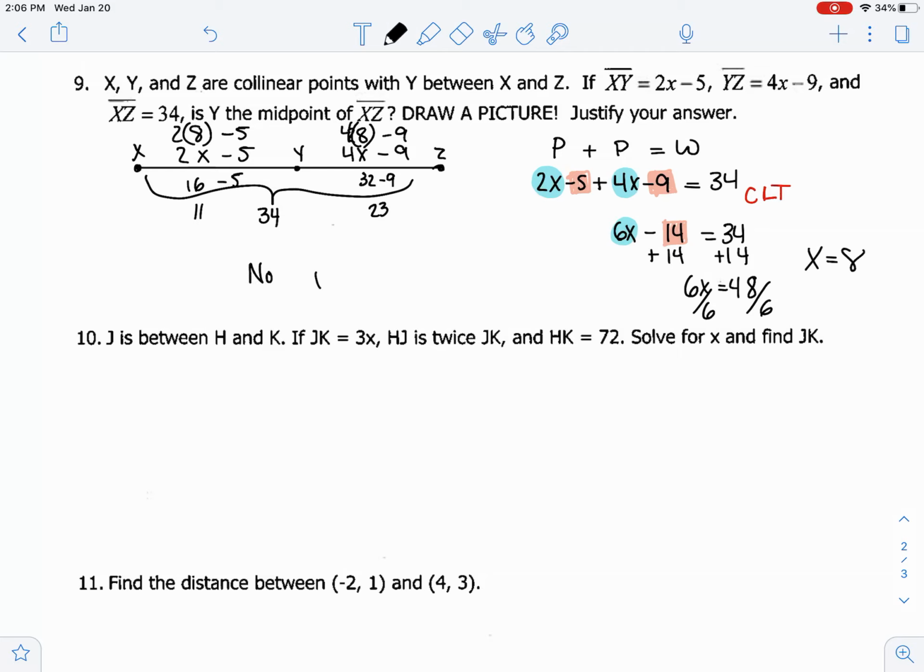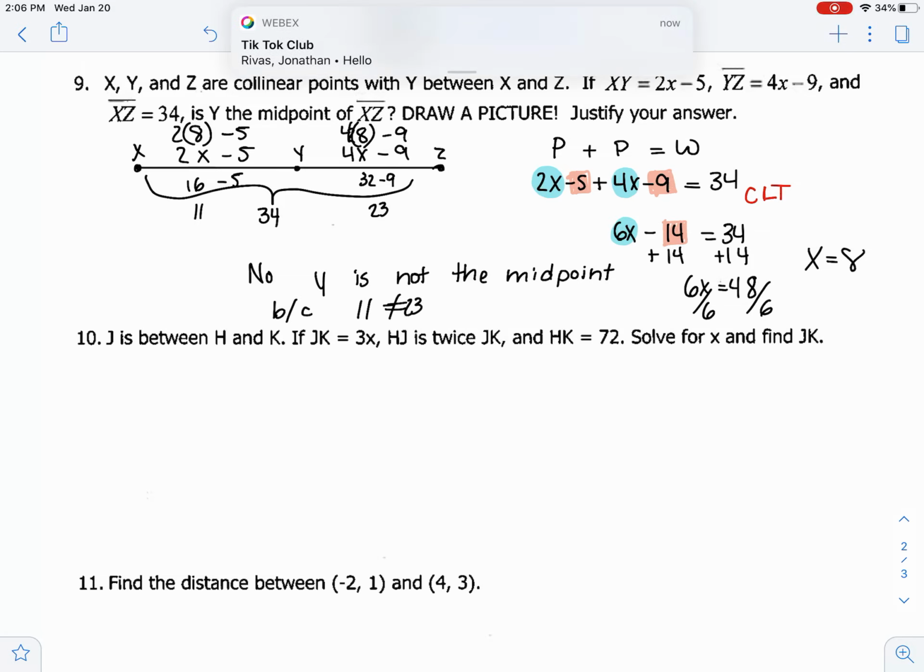And so is Y the midpoint? No. Y is not the midpoint because 11 does not equal 23.